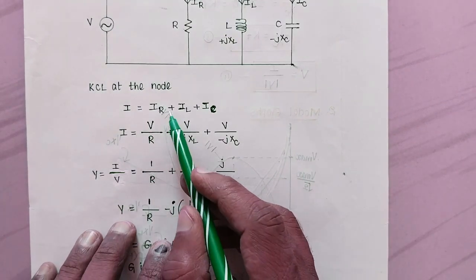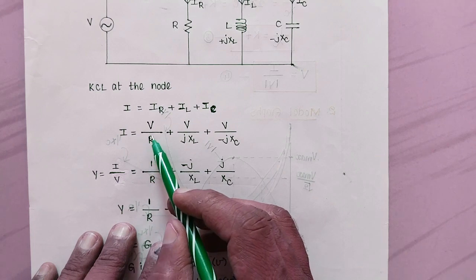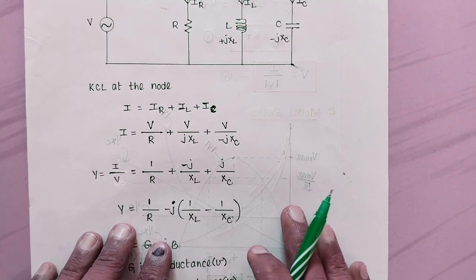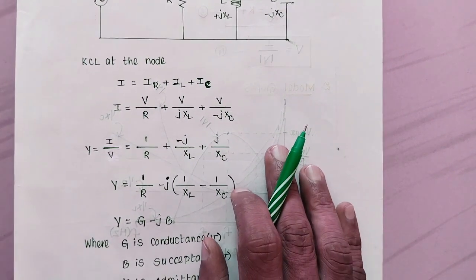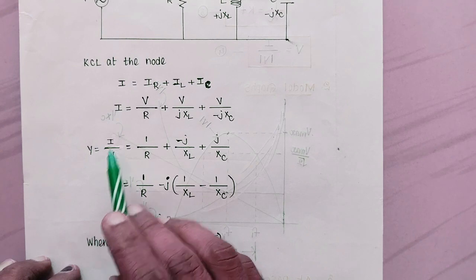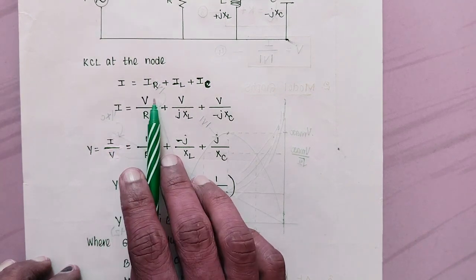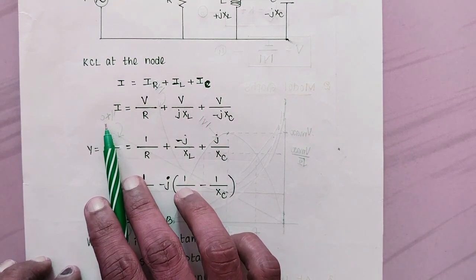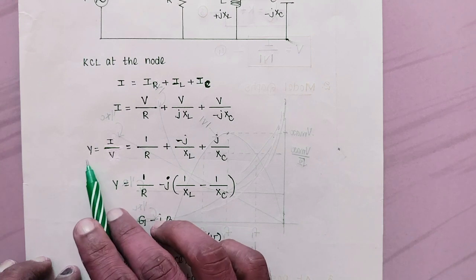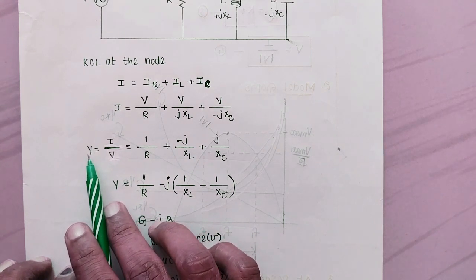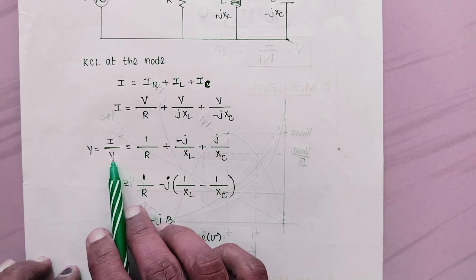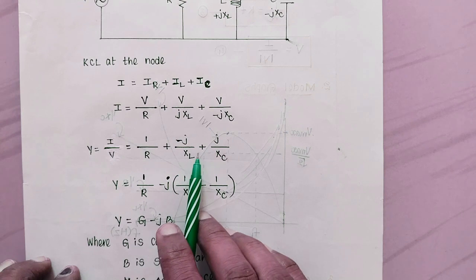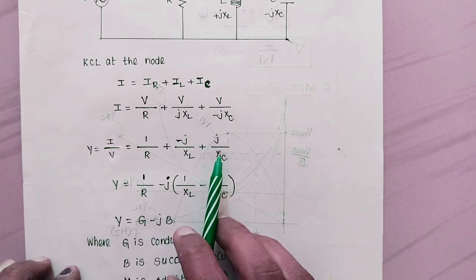So I is equal to IR plus IL plus IC, so I is equal to V by R plus V by JXL plus V by minus JXC. If you take the minus sign into the numerator, you can take voltage as common in these three terms, and taking that voltage to the left hand side you get current by voltage. Current by voltage is nothing but admittance. So the admittance offered by the circuit is equal to the current to voltage ratio, which is equal to 1 by R plus minus J by XL plus J by XC.